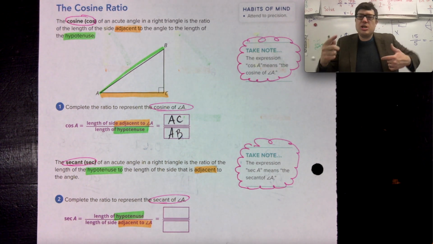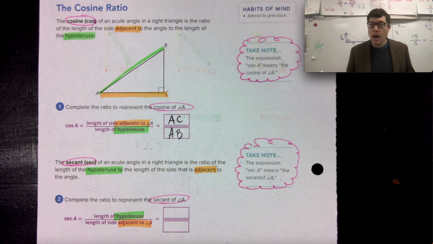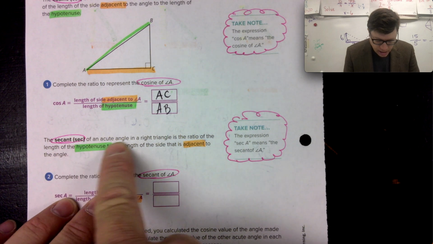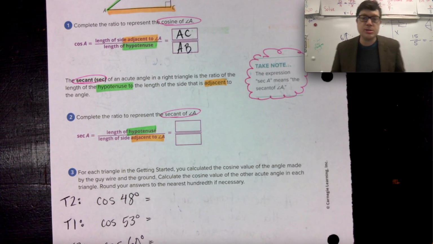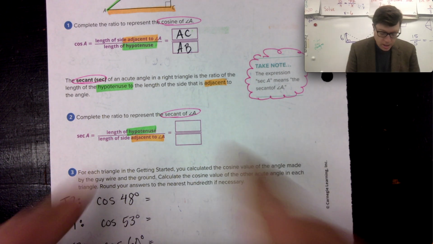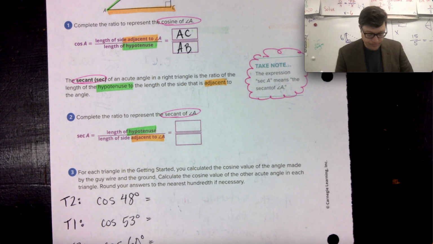Secant is just the reciprocal of that fraction. Instead of writing adjacent as the top of the fraction, secant pushes adjacent to the bottom. So the secant of an acute angle in a right triangle is the ratio of the length of the hypotenuse to the length of the side that is adjacent to the reference angle. Complete the ratio to represent the secant of angle A.